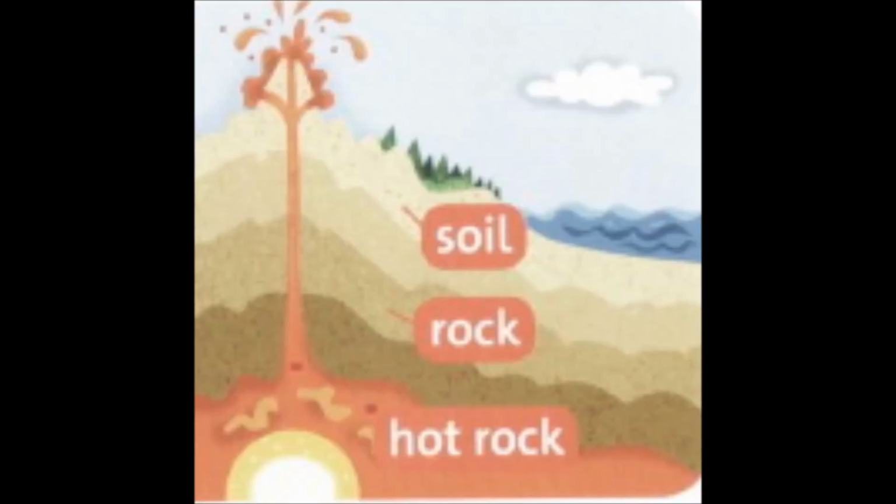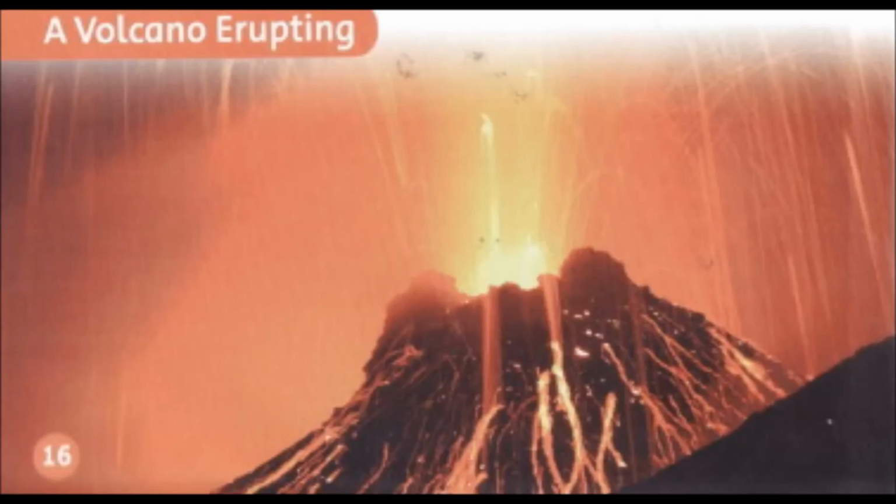Rock is millions of years old. Deep in earth, the rock is very, very hot. When a volcano erupts, hot rock comes out. People and animals run. They are scared.